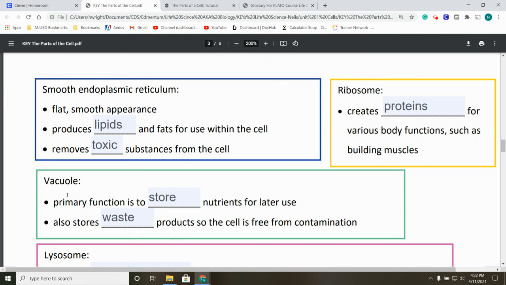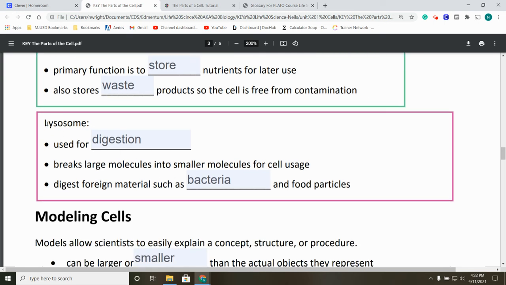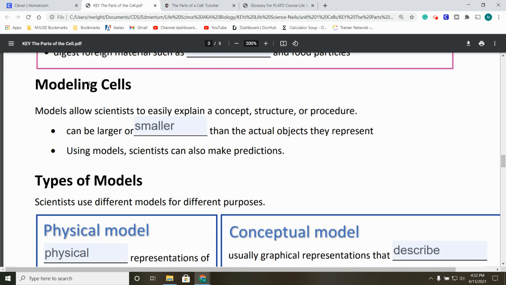A vacuole. Primary function is to store nutrients for later use. Also stores waste products so the cell is free from contamination. Lysosome is used for digestion, breaks large molecules into smaller molecules for cell usage. Digests foreign materials such as bacteria and food particles.